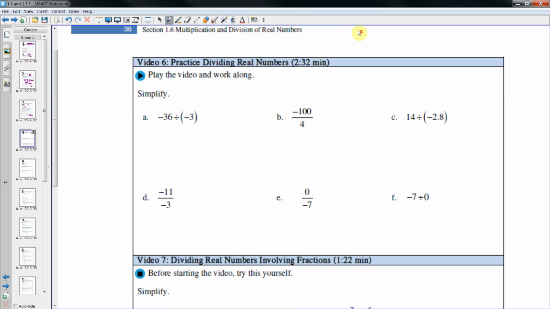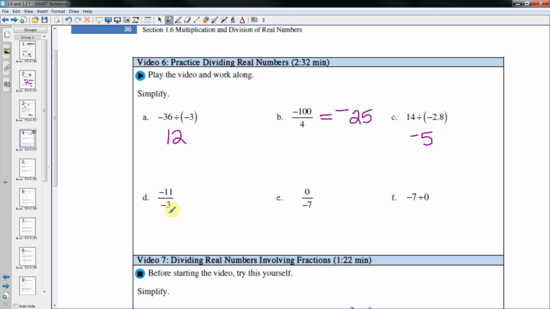Sometimes they'll just give you a straight division symbol. Sometimes they'll write it as a fraction. It means the same thing. Negative 36 divided by negative 3, I know it's going to be positive. 36 divided by 3 is 12. Negative 100 divided by 4, I know that's going to be negative because I have one of each. And then 100 divided by 4 is 25, so negative 25. 14 divided by negative 2.8, I know that it's going to be negative because I have a positive divided by a negative, and that turns out to be 5 when you do the division, and it's going to be negative because I have one of each.